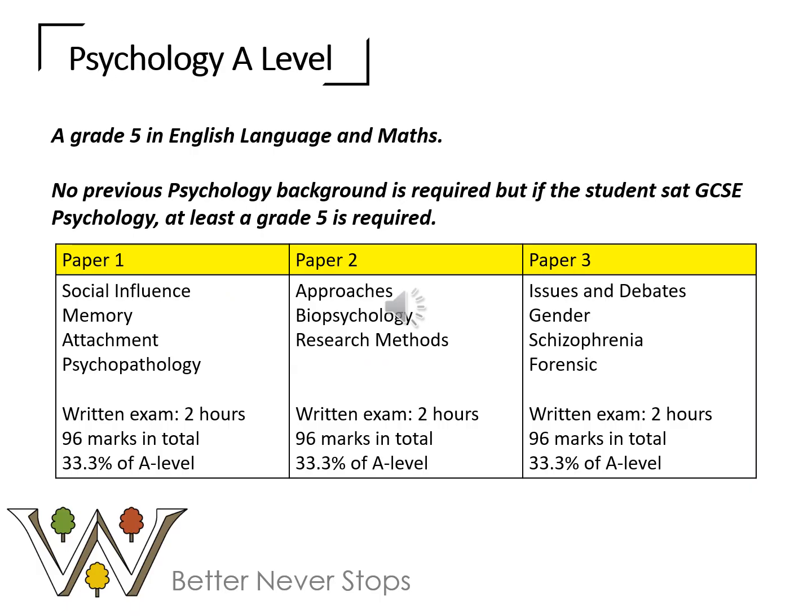Students will sit 3 exams at the end of Year 13. Each of these is 2 hours long and worth 96 marks. Students are required to have a grade 5 in English language and maths. They do not need to have studied psychology at GCSE, but if they have, then they need to achieve a 5 in order to progress onto the A level.